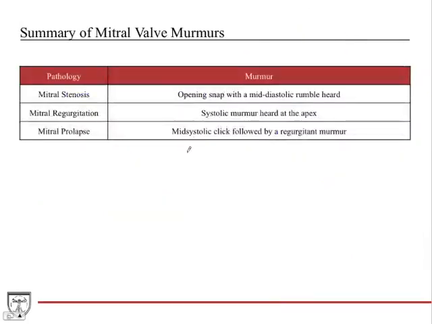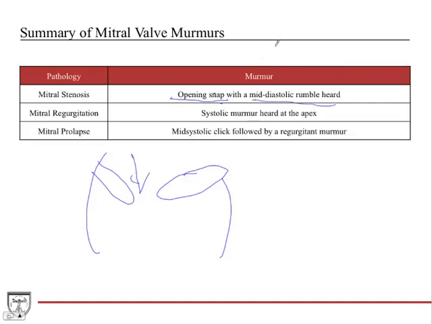All right, so very quickly we've put together this summary so you can help distinguish the different mitral valve murmurs. So first, mitral stenosis. You hear an opening snap. So diastole begins, the filling, the mitral valve tries to open. It's very stiff and fibrotic, and it tries to open, and that's what you hear. Then you hear the blood trying to get out during diastole, and that's where you hear this mid-diastolic rumble.